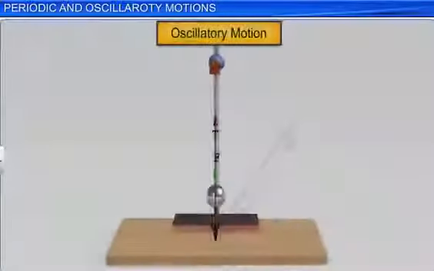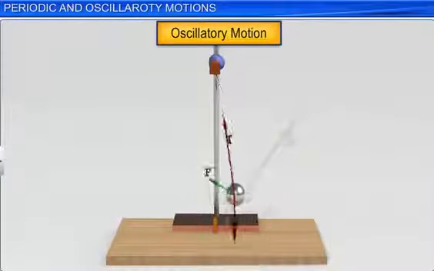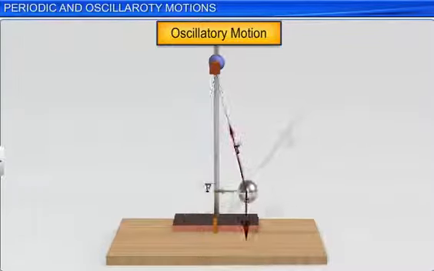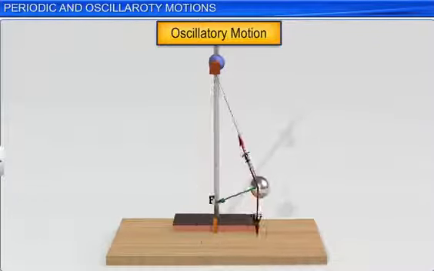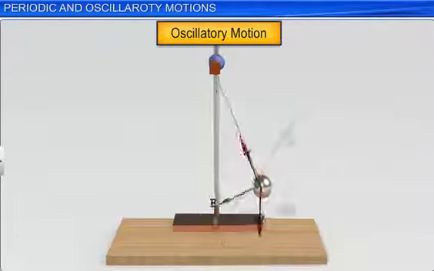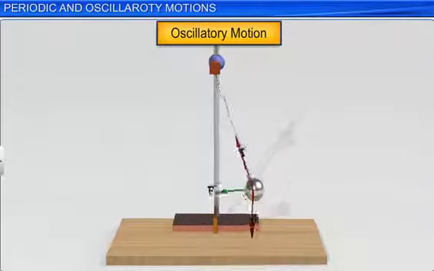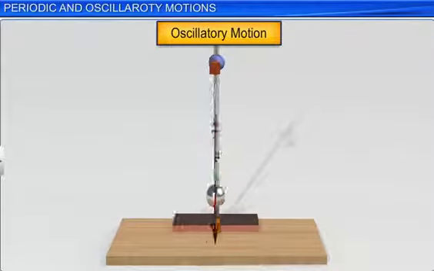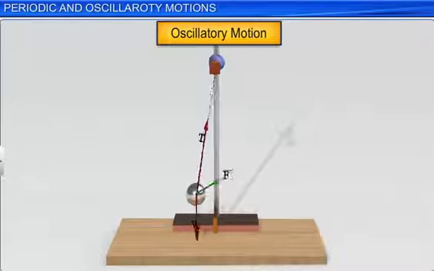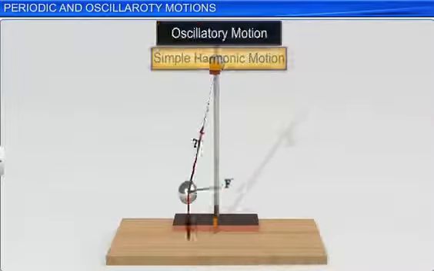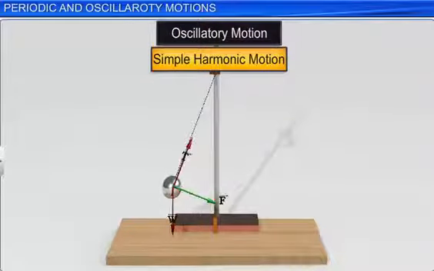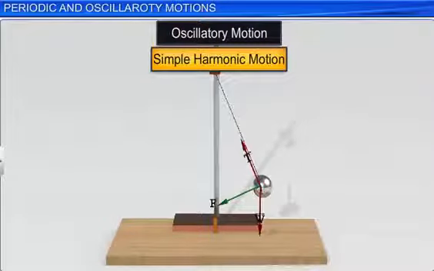In the simplest form of oscillatory motion, the restoring force on the body is proportional to the magnitude of its displacement, but is opposite in direction to the displacement from the mean position. This type of motion is called simple harmonic motion. Simple harmonic motion is the to and fro motion of a body, where the force is always directed towards the mean position and is proportional to the displacement but in the opposite direction.